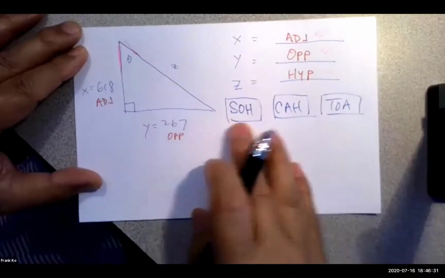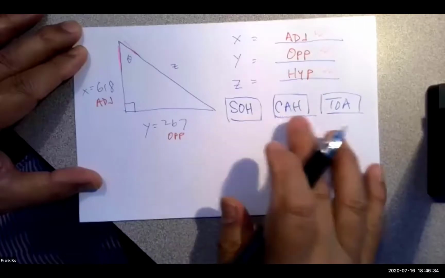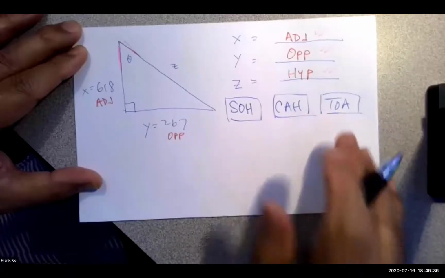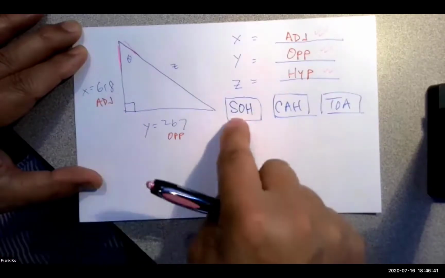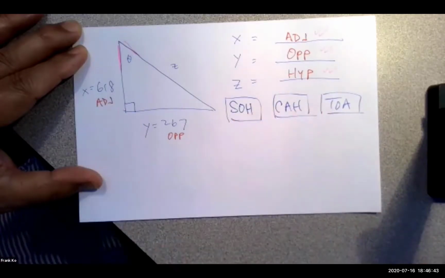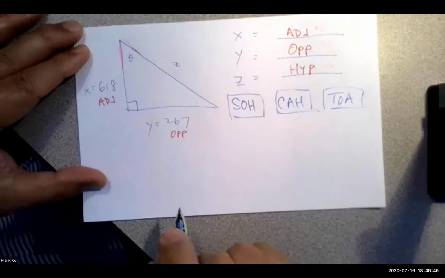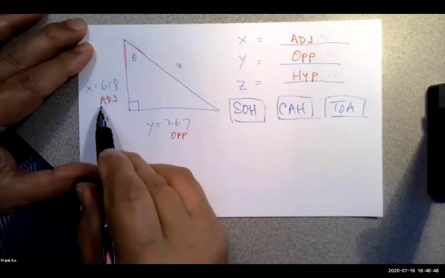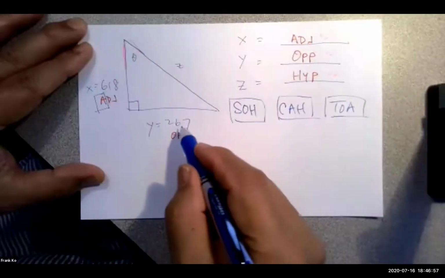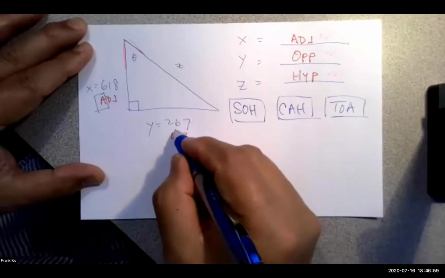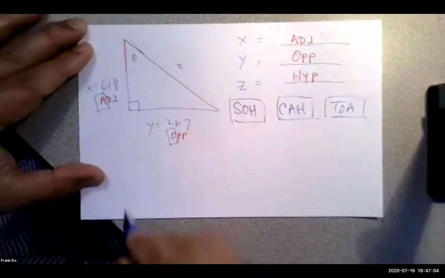Now you're given 3 memory tools. You're given a SO, a CAH, and a TOA. And depending upon what you're given will determine which one of these 3 names you're going to use. How do you know which one we're going to use? Check this out. Adjacent starts with what letter, my friends? A. I have an A. Opposite, the side is given as 267. You called it out as opposite. This starts with what letter? O. You have an A and an O.